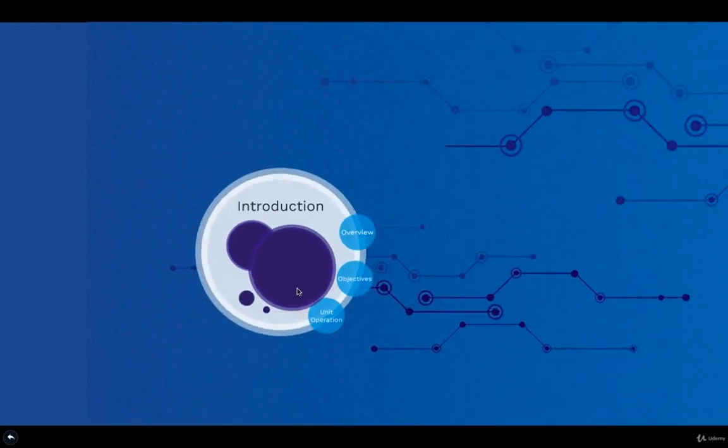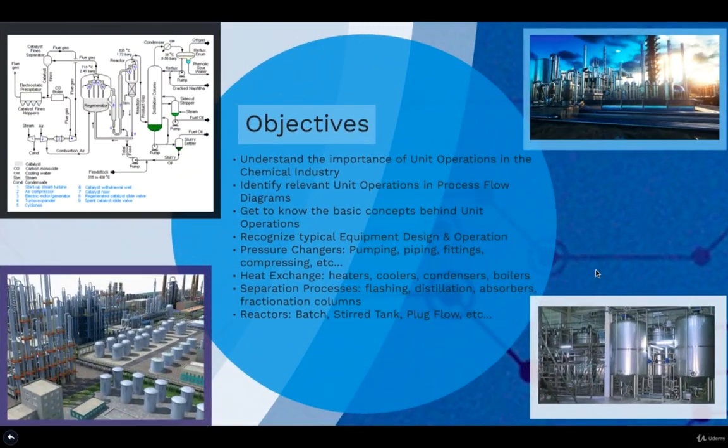Let's talk about the objectives. What are we going to cover? And at the end of the course, we will meet these. Now, first, the overall idea is to understand the importance of unit operations in the chemical industry.